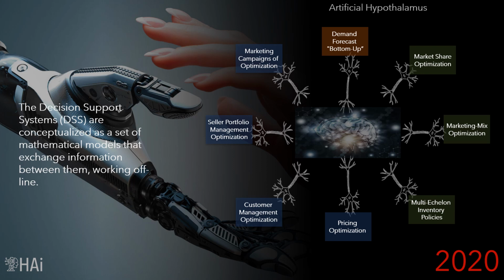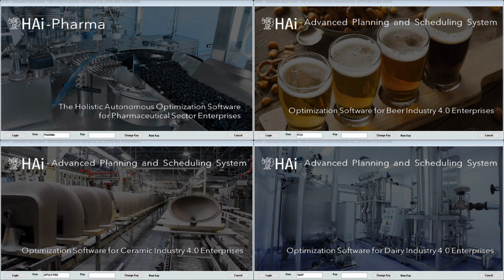The artificial hypothalamus is the evolution of DSS under the Industry 4.0 revolution, and it is the integration of the methodologies of artificial intelligence and mathematical programming. The image shows some examples of screenshots of solutions implemented with the methodologies and technologies managed by HI.